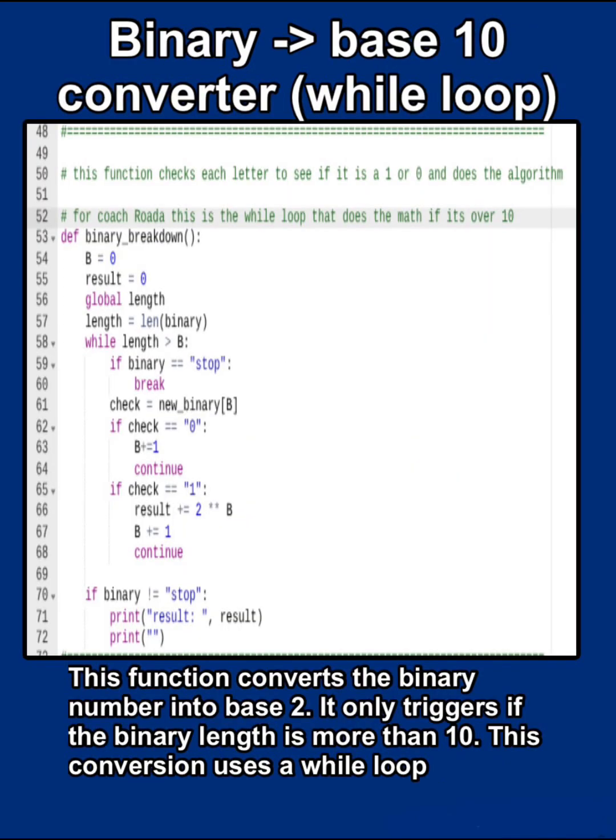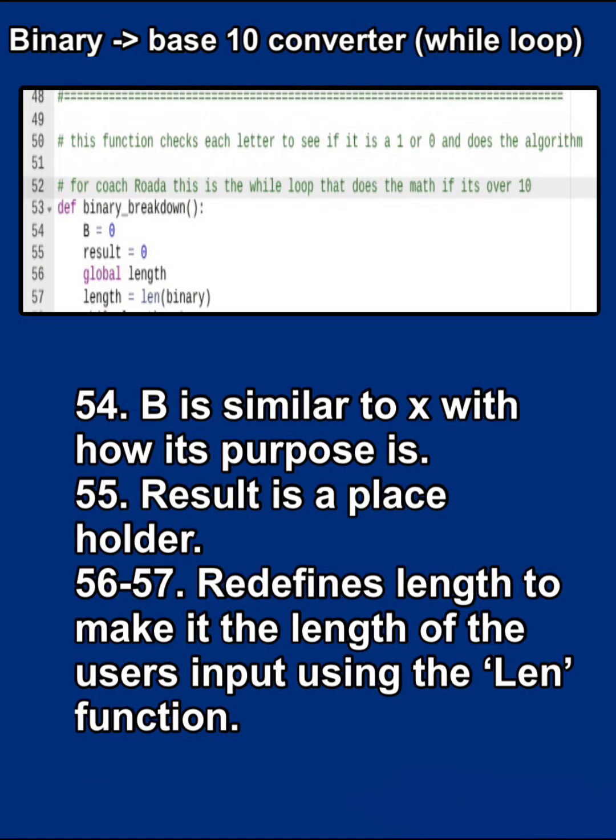Alright, so this function converts the binary into its base 10 value using a while loop. Alright, so these are my variables. B is really similar to X from the last function. And then result here is a placeholder right now. And then length is basically the length of the binary that the user inputted.